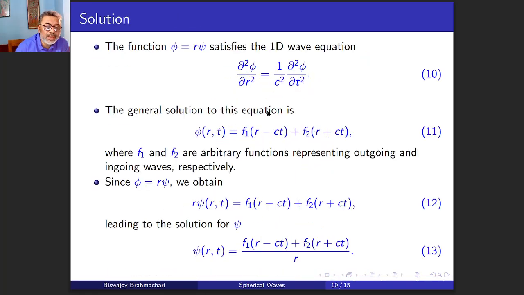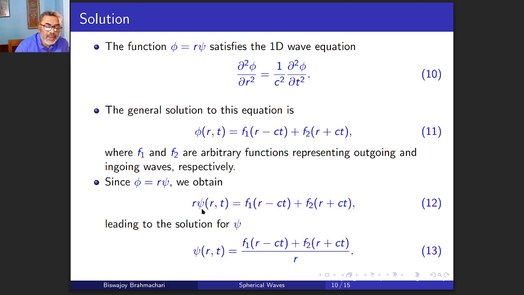Now it just becomes a one-dimensional wave equation in phi. Phi is not psi, but phi is r into psi, and it becomes a one-dimensional wave equation for phi. So phi of r, t, now we can write f1 of r minus t plus f2 of r plus t. This is the outgoing wave, because if you keep r minus t constant and increase t, r will increase. And this is the incoming wave, because if you keep r plus t constant and increase t, r will reduce.